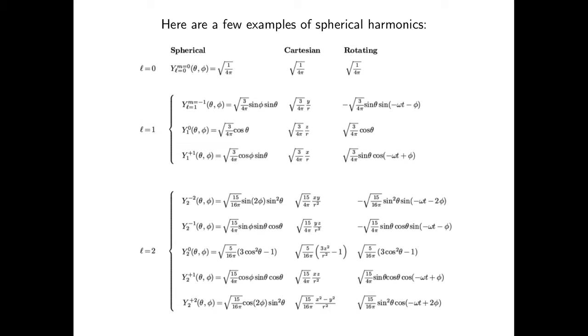So these are some examples of spherical harmonics which are already solved for values L is equal to 0, L is equal to 1, and L is equal to 2. Now, as you guys might know, the values of m are from minus L to plus L, which is why there's an increasing number for each and every one. We're only concerned with the spherical ones though, so Cartesian and rotating is there for your own perusal.